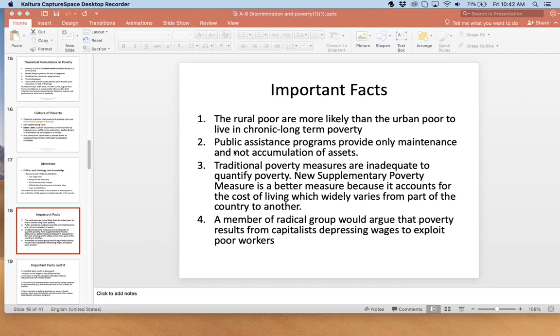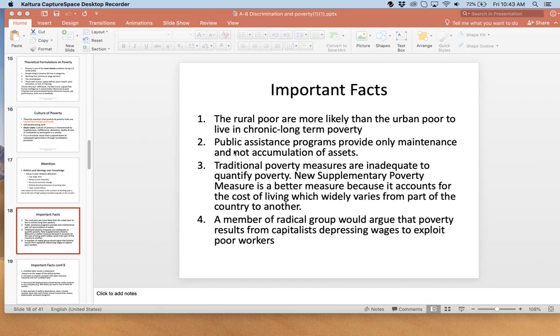Three, traditional poverty measures are inadequate to quantify poverty. The way we have quantified poverty, those things are inadequate, especially today. Sometimes supplemental poverty measures are better because they account for the cost of living, which varies from one part of the country to another. That means how we measure poverty, we also have to account for the cost of living geographically. For example, the cost of living in Texas might be different from the cost of living in New York or California. But the current measures do not account for those differences.